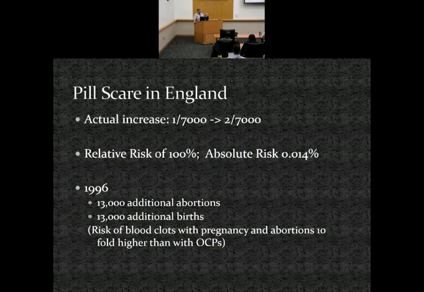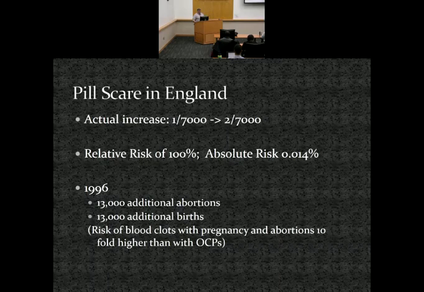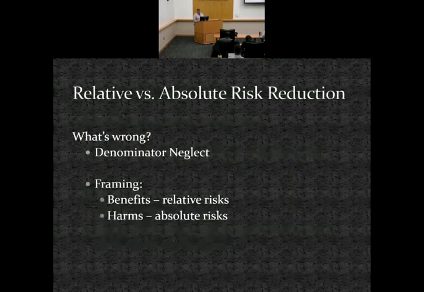The ironic thing is, in 96, there were 13,000 additional abortions and 13,000 additional births, and the risk of blood clots associated with abortions and births is about 10 times the risk associated with oral contraception pills. So these numbers can be dangerous if used incorrectly.